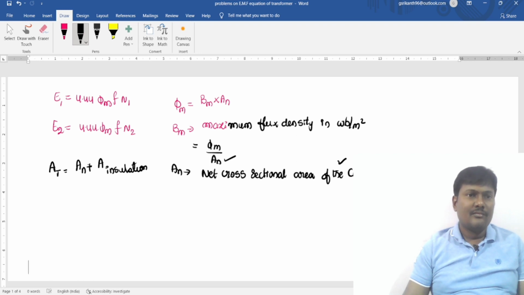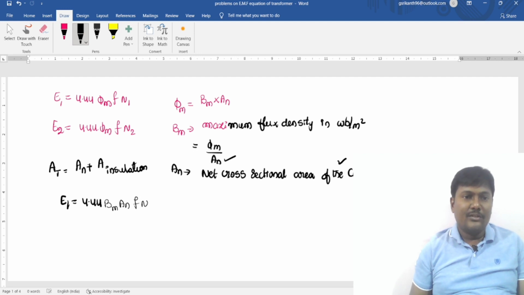So replace Φmax with Bmax into An in the EMF equation of a single phase transformer. E1 is equal to 4.44 into Bmax An f into N1, and E2 is equal to 4.44 into Bmax An f into N2.